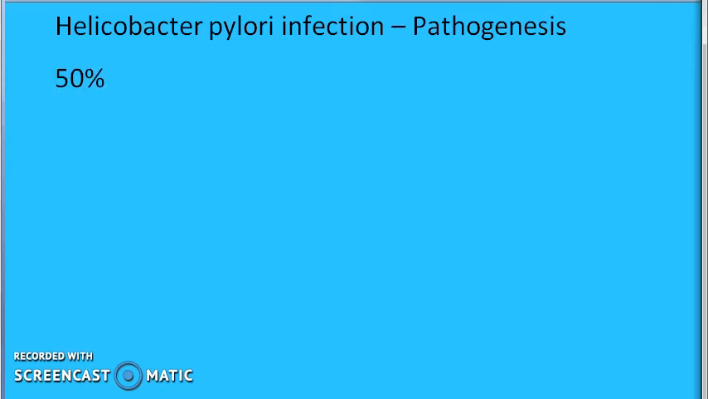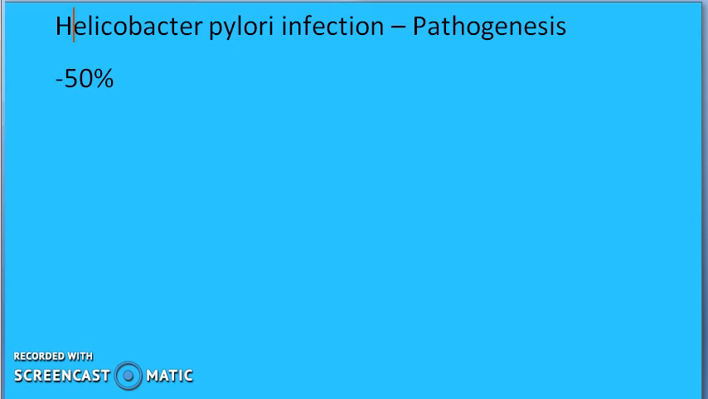So you should know one thing: H. pylori colonizes 50% of the world's human population. In their stomach it will colonize. This is one of the things, and the colonization is favored by some factors.